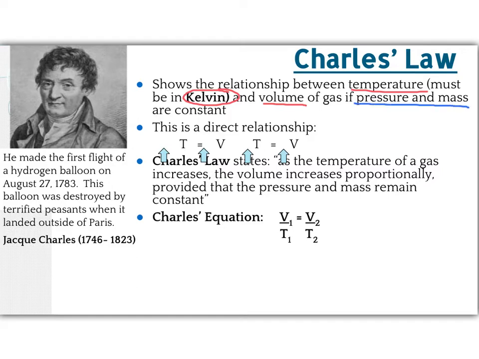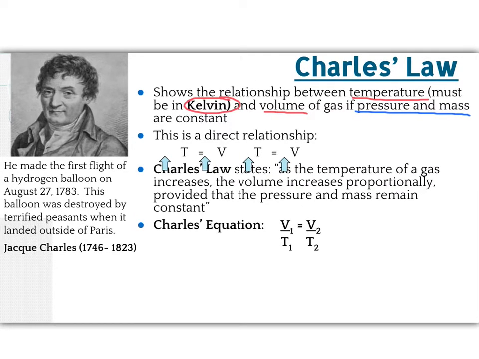Charles' law is a direct relationship, and what that means is that if temperature is going to go up, the volume is going to go up as well. And if temperature is going to go down, the volume will go down as well. Charles' law says as the temperature of a gas increases, the volume will increase as well, as long as the pressure and the mass are constant. The equation for Charles' law is going to be V1 over T1 is equal to V2 over T2.